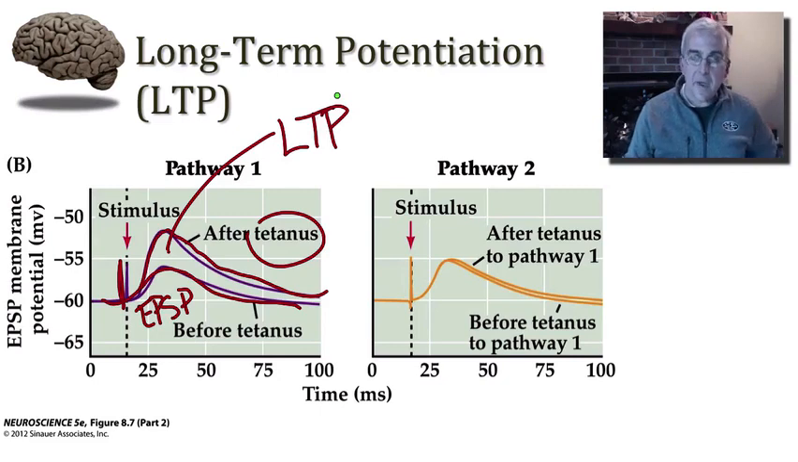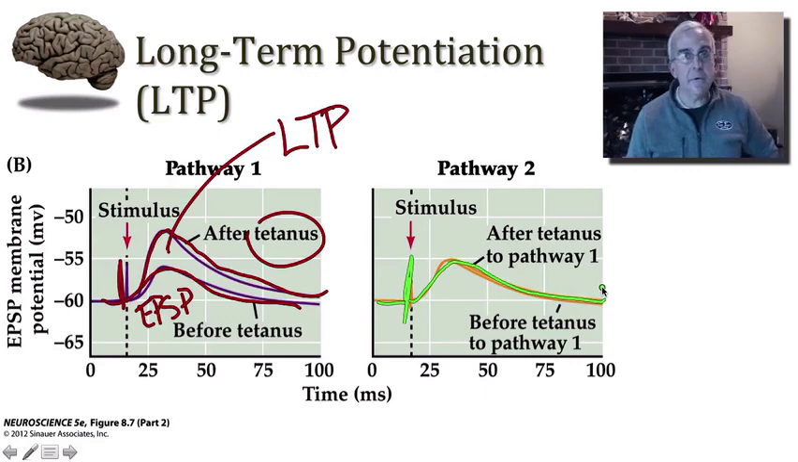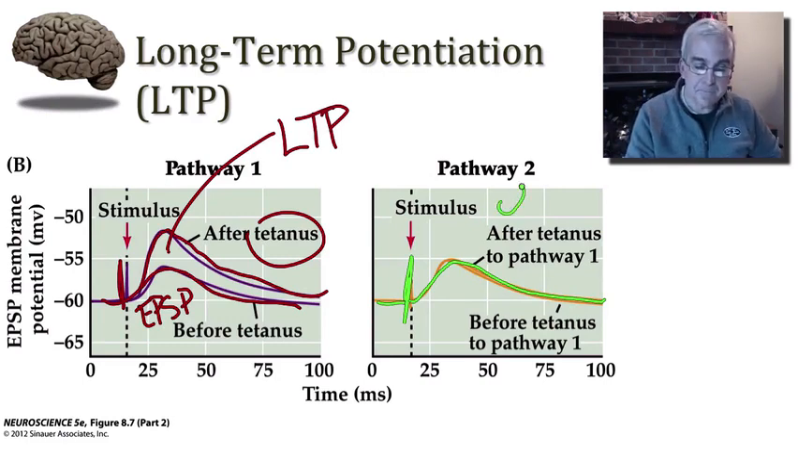Now, that was for the pathway that was stimulated with the tetanus. Look at the parallel pathway that was not tetanized. It's present, it's active in response to a single shock stimulus. It gives rise to an excitatory postsynaptic potential, just like the neighboring pathways, only now, before and after the application of the tetanus to pathway 1, there's no change in pathway 2. No change, no LTP.